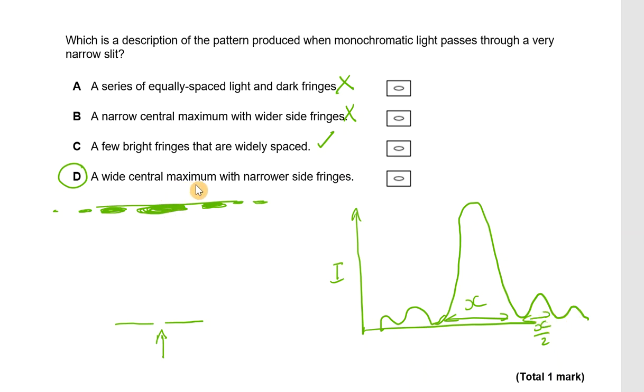A wide central maximum, yes, with narrower side fringes, absolutely. Answer D.